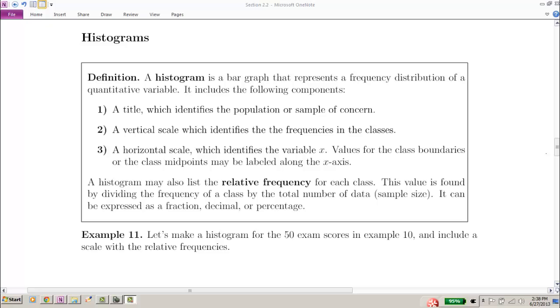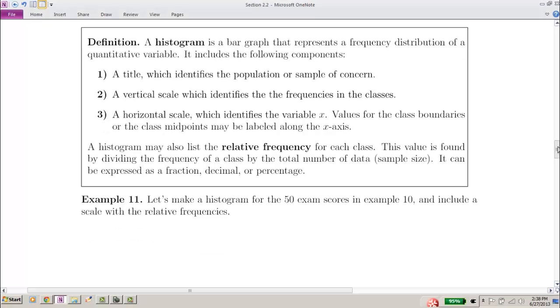In example 11, we're going to make a histogram from the frequency distribution we made in example 10. A histogram is basically a bar graph where the horizontal scale along the bottom is a numerical scale, so we don't want to have gaps in between our bars. We can also include a relative frequency axis if we like, but the vertical axis will indicate the frequency.